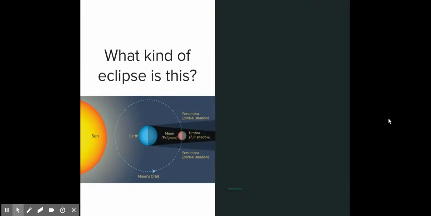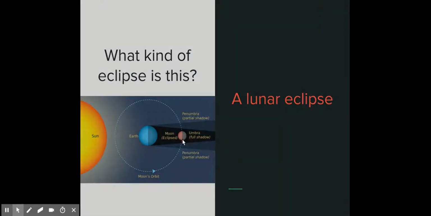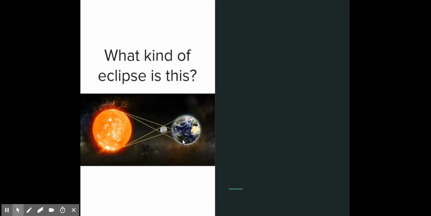What kind of eclipse is this? This is a lunar eclipse. Remember that a lunar eclipse will have the Earth between the sun and the moon. What kind of eclipse is this? This is a solar eclipse. A solar eclipse will have the moon between the Earth and the sun.